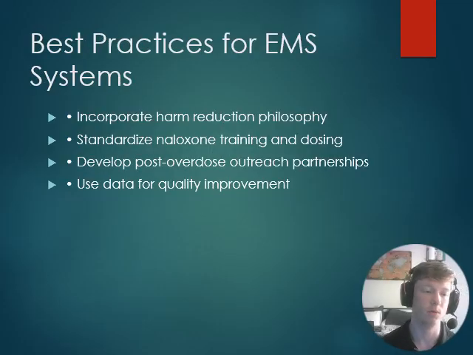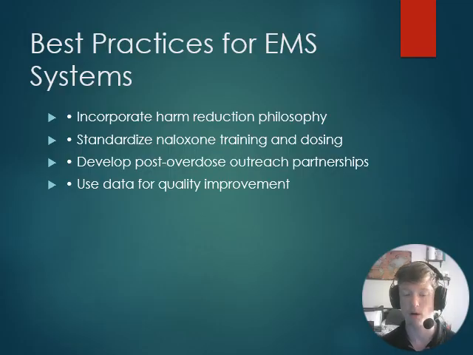So some of the best practices for EMS systems that don't include community paramedicine would be to incorporate harm reduction philosophies, so just teaching our employees how to talk to these patients. Standardized naloxone training and dosing, that's covered in EMT and paramedic school, but ensuring that everybody is kept up to date with it. Developing post-overdose outreach partnerships, trying to get these people in contact, whether it be a third party, what have you, and then using data for quality improvement, which is already standard across the board with a lot of EMS agencies, but just ensuring that we maintain that standard.